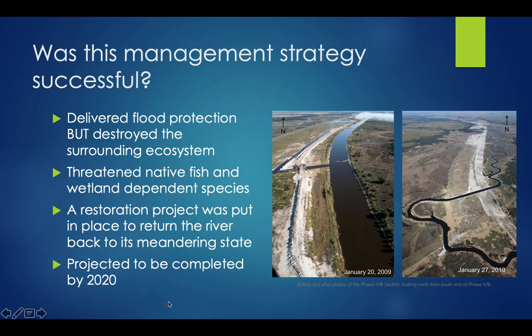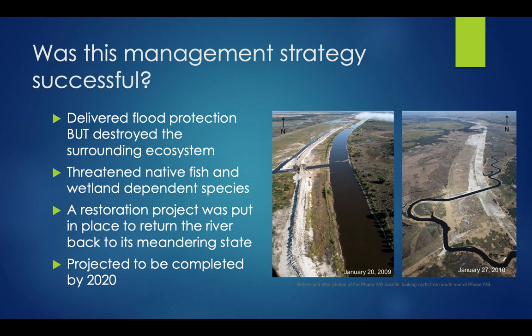So, was this management strategy successful? It was successful in terms of flood protection, but created an ecological disaster. Straightening the river meanders to create a canal destroyed most of the floodplain-dependent ecosystem. After the river was straightened, the oxygen levels in the river became depleted and threatened native fish and wetland species. The new course of the river showed a 90% decrease in waterfowl and a 70% decrease in bald eagle populations.